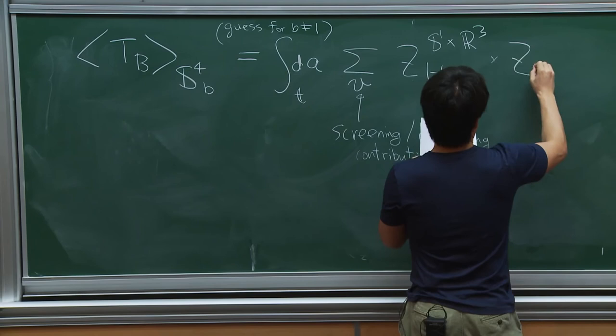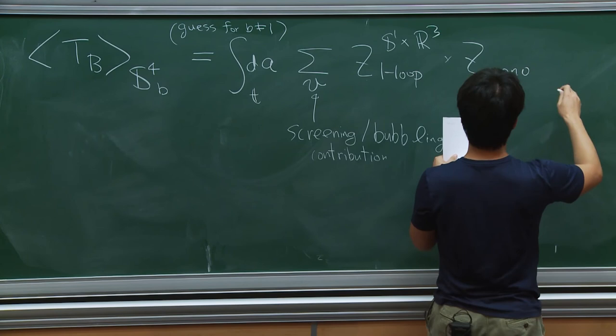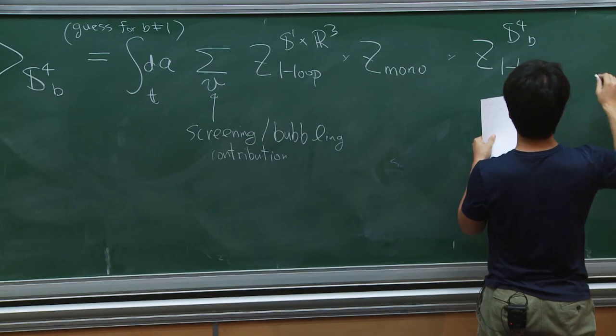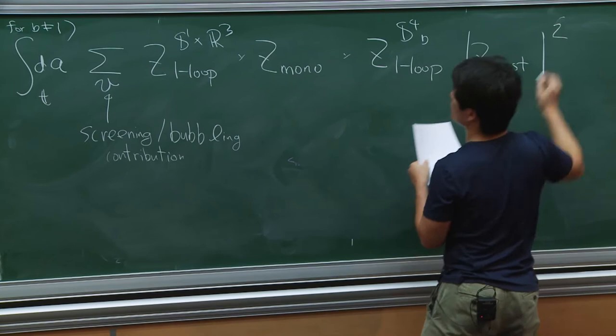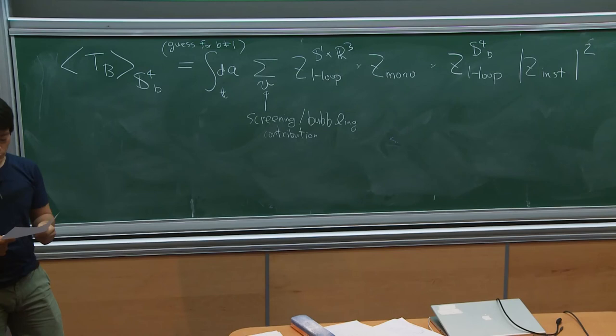And there is a contribution that is an analog for monopoles of the instanton partition function. And then there is the usual sphere one-loop part and the instanton partition function mod squared. So on the deformed four-sphere, this is the form of the expectation value of the 't Hooft operator.